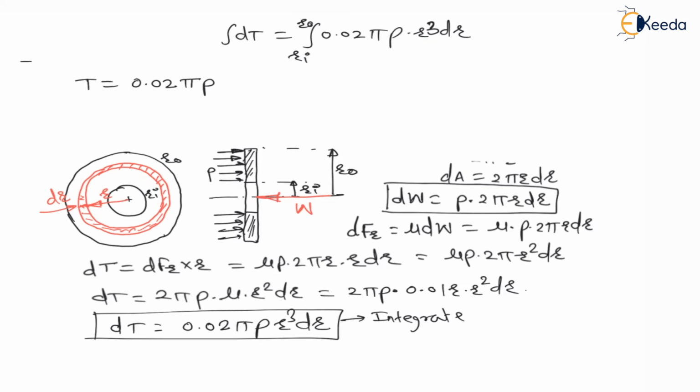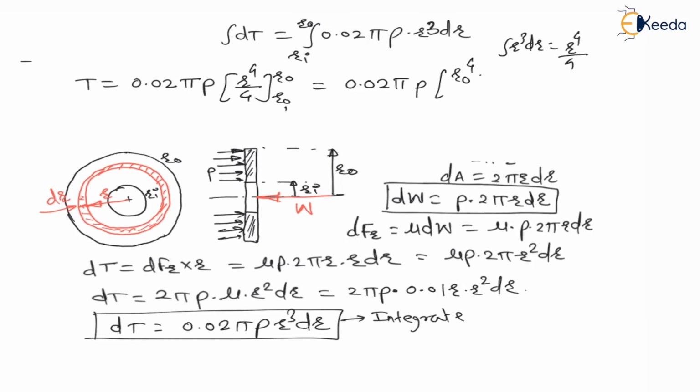Now, what is the integration of r cube? Integration of r cube dr is nothing but r to the power 4 divided by 4. Therefore, the integration comes r to the power 4 divided by 4, varying from inside radius to outside radius. Now, put the limits. Therefore, torque becomes 0.02 pi p into (ro to the power 4 minus ri to the power 4) divided by 4.